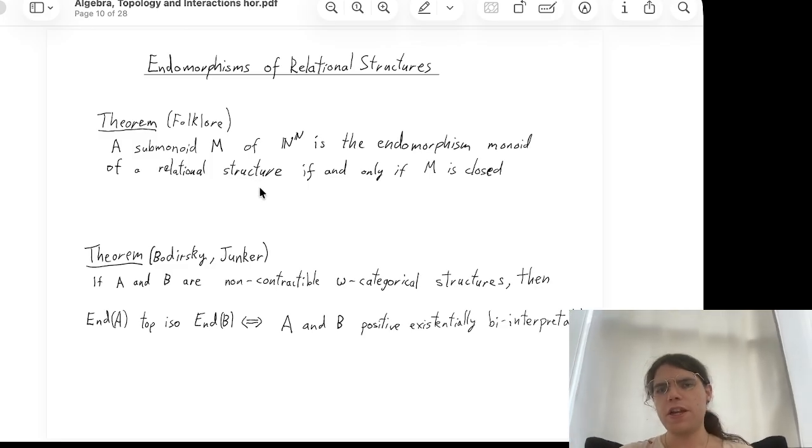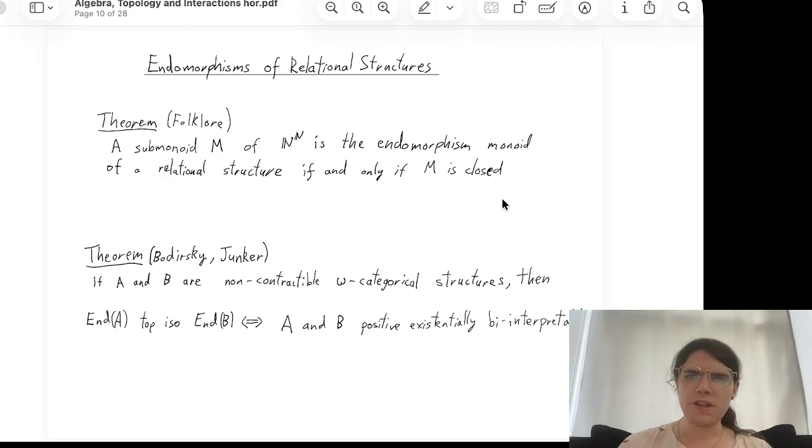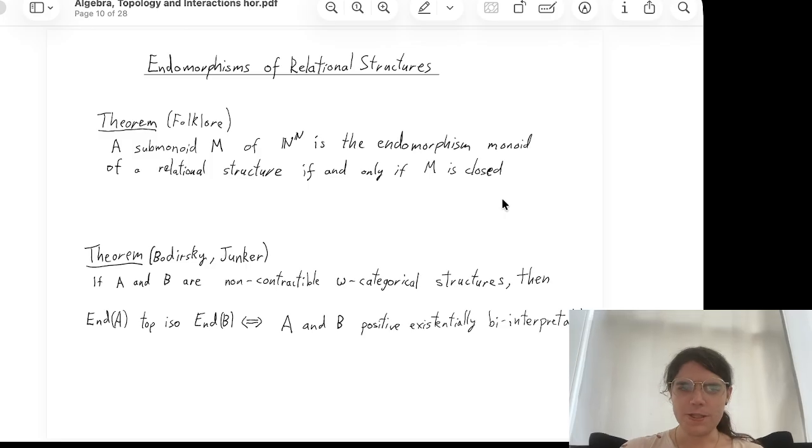So a submonoid of N^N is the endomorphism monoid of a relational structure precisely if it is closed. And by closed, I mean it's closed in the topology I just described. So this is somehow even more advertisement that the last topology is the best one. And there is other model theory stuff you can do.